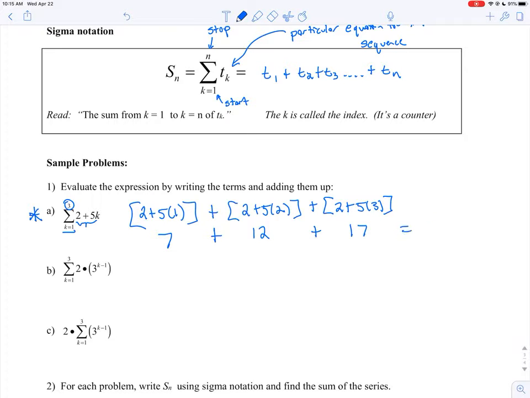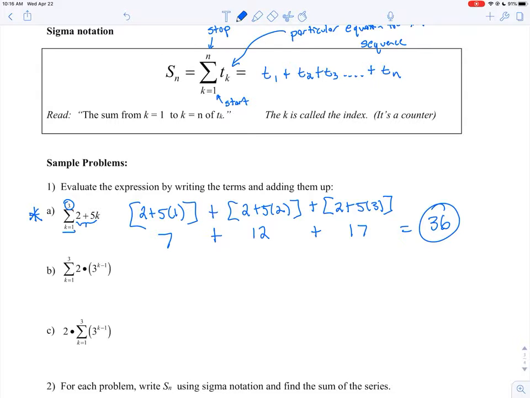We add all those things together, and this equals 36, all right? The sigma notation, all that did was kind of sum up what the problem was asking us. So it's using the sigma notation, these symbols, as opposed to writing out the entire problem in words. Let's look at another one here.